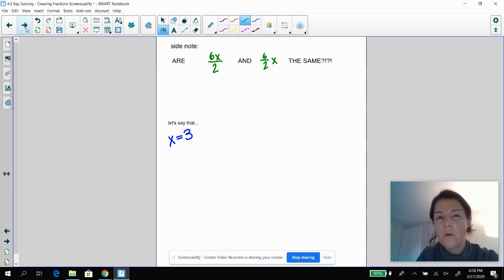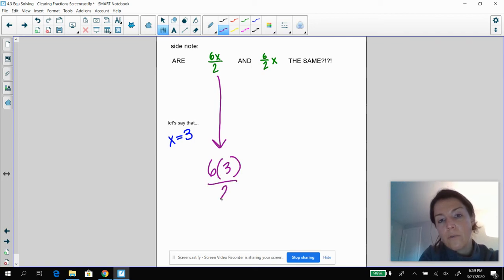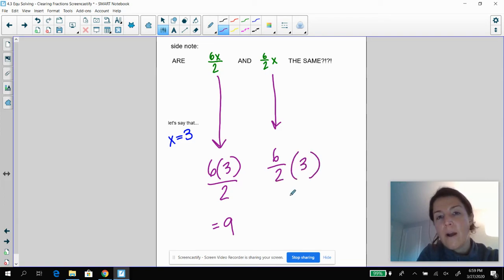I just want to make sure that you know that 6x over 2 and 6 over 2 times x are the same thing. So if we were to plug in x equals 3 here, we would do 6 times 3 over 2. So 6 times 3 is 18. 18 over 2 is 9. But if we did 6 over 2 times 3, well, what's 6 over 2? 3. What's 3 times 3? 9. Awesome. So it doesn't matter where that x is. Having it right next to this 6 over 2 is the same thing as 6x over 2. Okay, that was just a little side note.